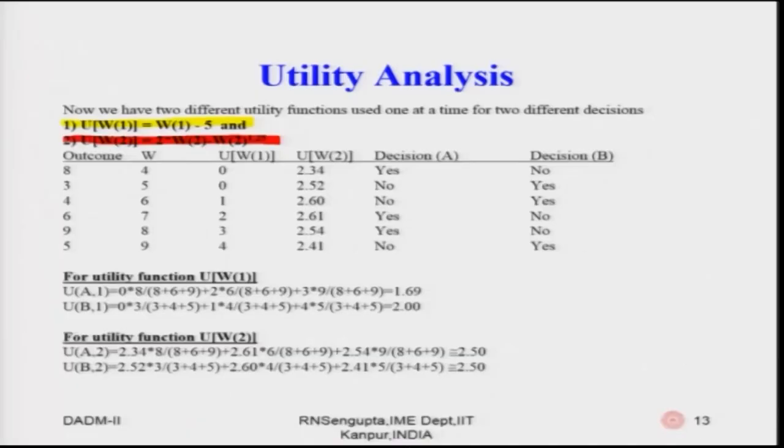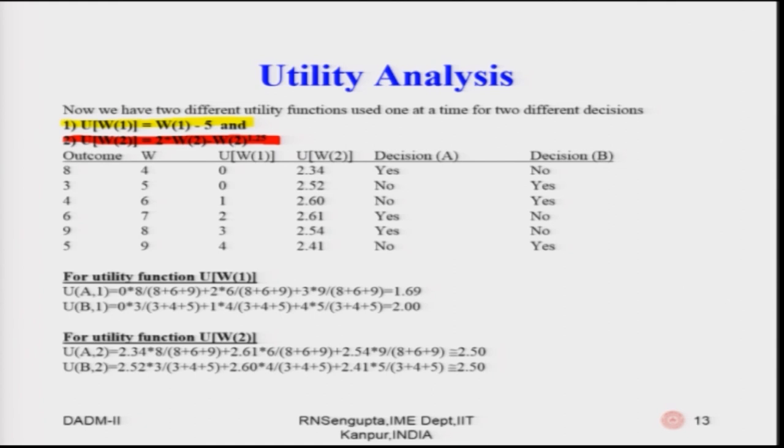Now we go to the second row. 5 minus 5 is 0. 6 minus 5 is 1. 7 minus 5 is 2, 8 minus 5 is 3, 9 minus 5 is 4. So, the utilities based on utility function 1 are given in the third column. I'll come to the decisions later, but let me first consider the utility values. If I consider utility function 2, which is highlighted in red, the values are given in the fourth column.